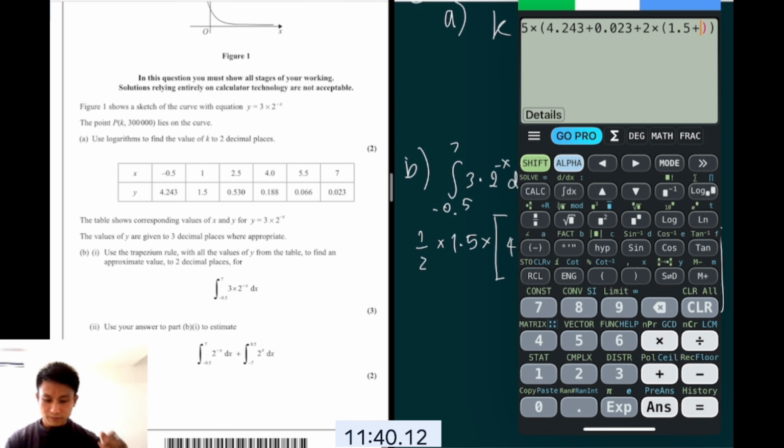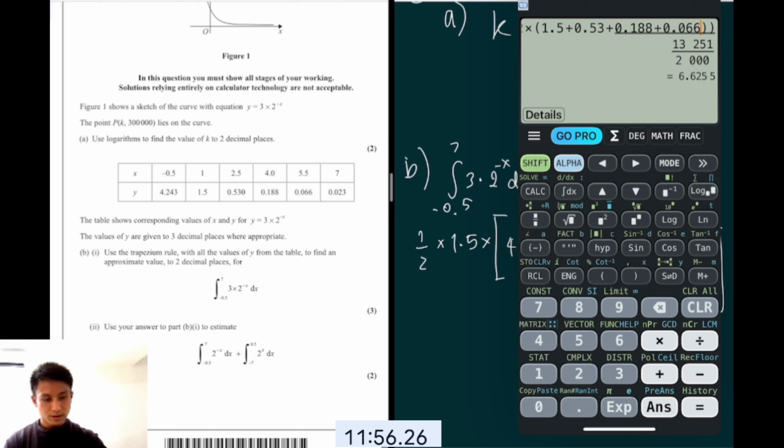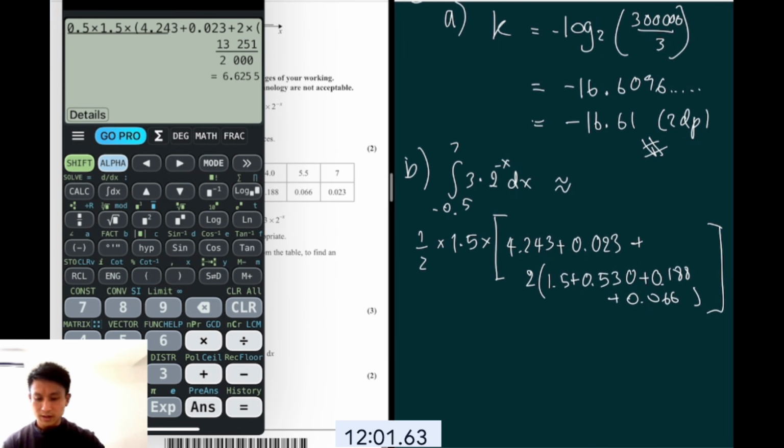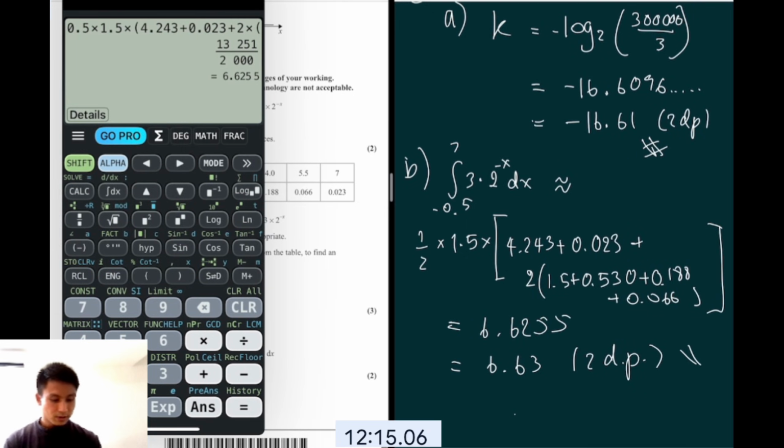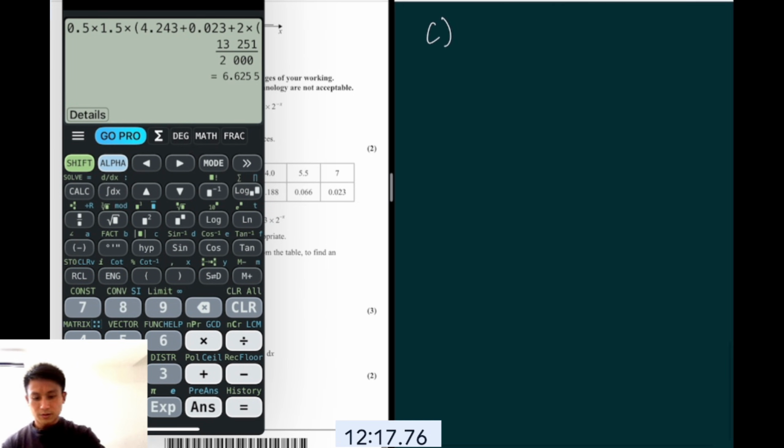So I can see from the table again, 0.53 plus 0.188 plus, just checking the display there, 0.066. That's it, right? Okay, I think I'm happy with all that. Just the input there, you gotta be careful. And that gives me 6.6255, which is 6.63 to 2 decimal places. Is that 2 decimal places? Yep. There you go. And then part C, right?